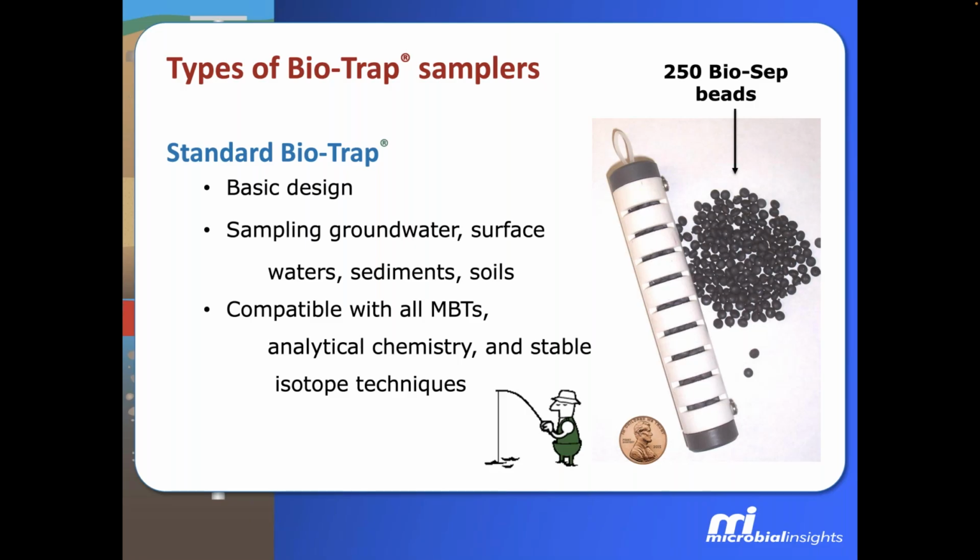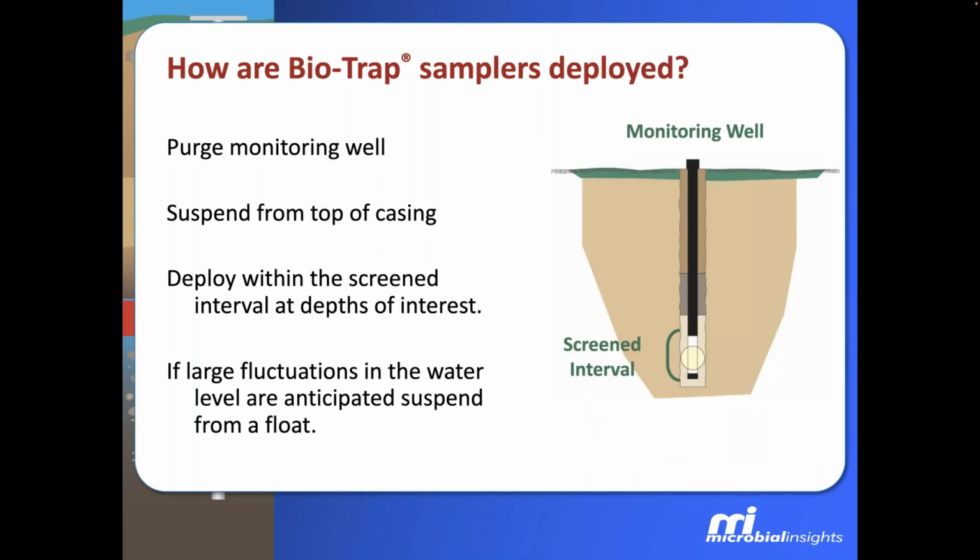This is probably the most common type of biotrap that you would see. This is the typical biotrap for just doing standard sampling of groundwater, even though it's also used in sediments. It's also been used in soils, etc. You can get an idea of the size from the penny that you see there. They're about 3 inches long and they hold about 250 bioset beads.